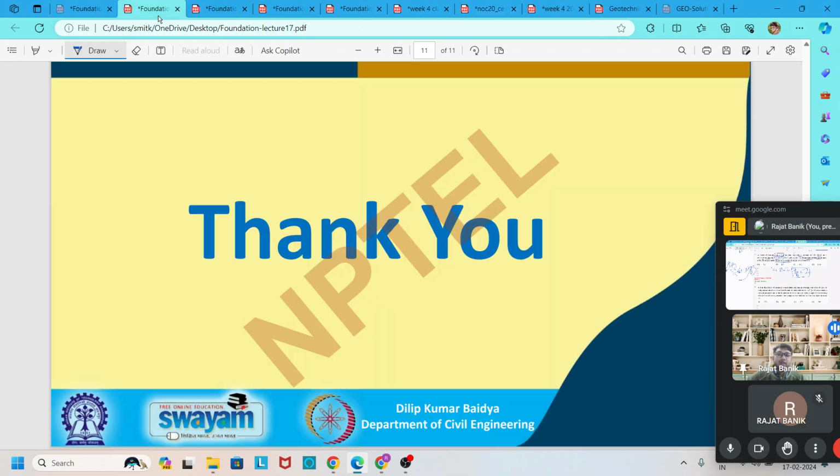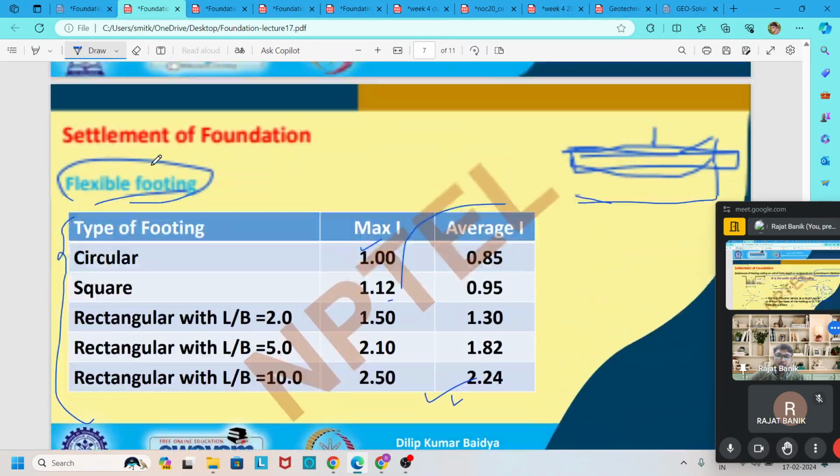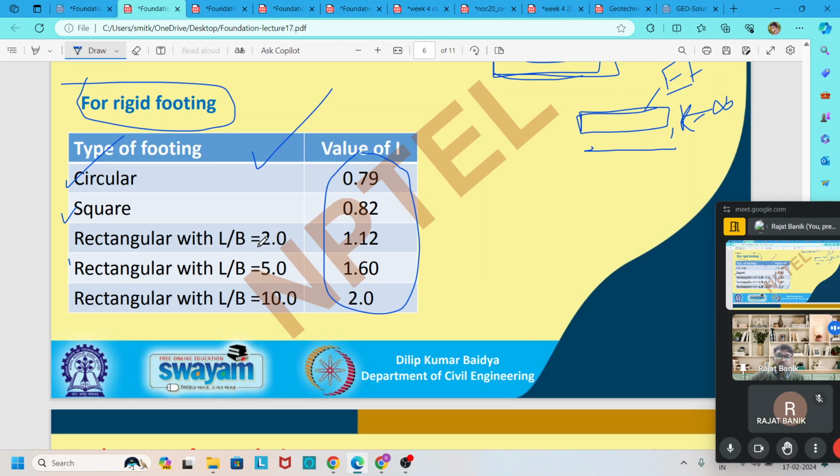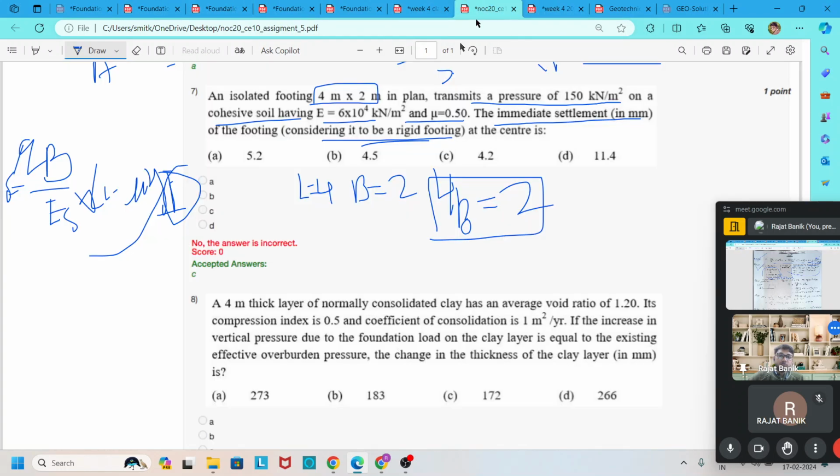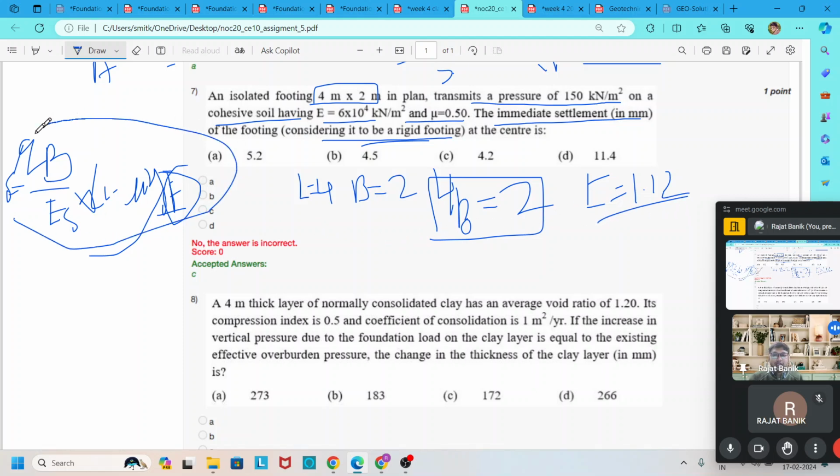If we go to the table for rectangular footing, if you remember this, and L by B is 2, we find that our influence factor is 1.12. So from this table we get influence factor is 1.12. We have to remember this table for different types of footing and also for different L by B ratios. Put all these values and get the result in meter. After multiplying by 1000, we get it in mm.